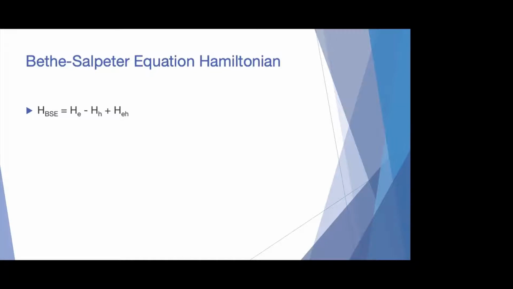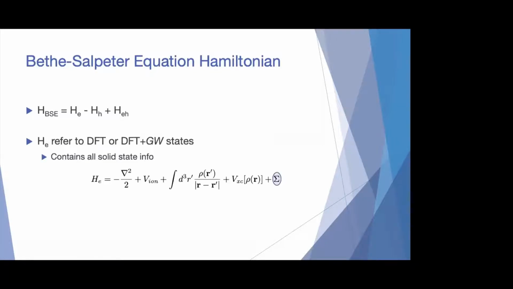And the Hamiltonian can be written in terms of three terms, the first being the electron term, which for our work, we use density functional theory, or DFT, plus a self-energy correction through the GW approximation to generate the eigenstates of the electrons in our system, of the valence or conduction electrons. And this automatically then builds in all of the information about the system we're in, so the ion positions and so forth.